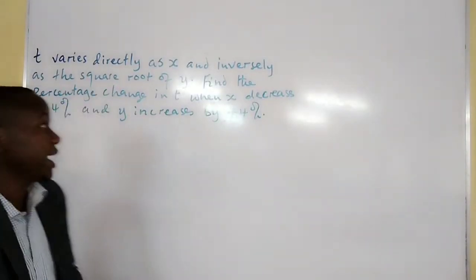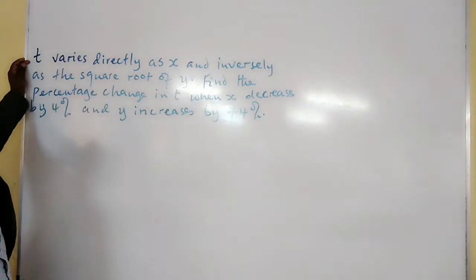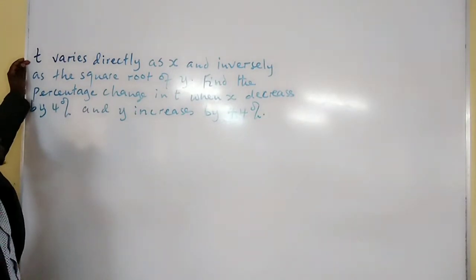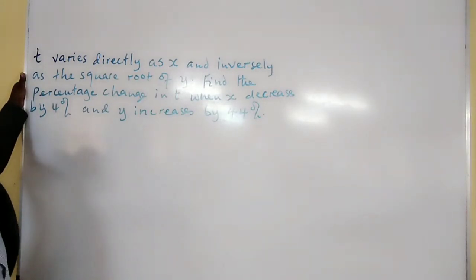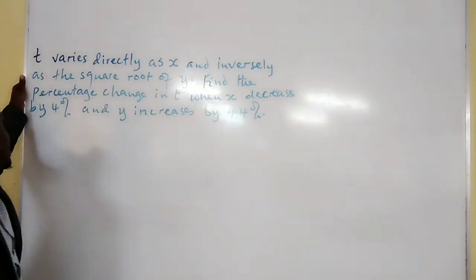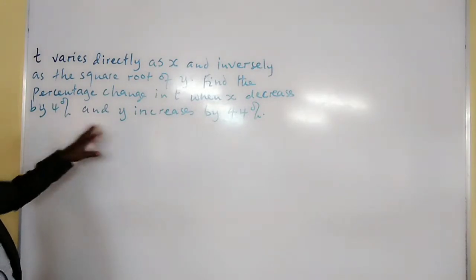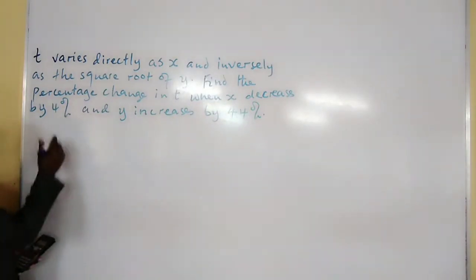I read out the question again. T varies directly as x and inversely as the square root of y. Find the percentage change in t when x decreases by 4% and y increases by 44%. Solution.